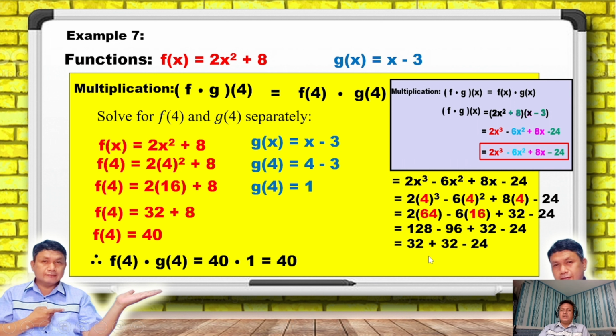So, 32 plus 32 is 64, minus 24. And the last operation is subtraction, and that is equal to 40 also. And this 40 is also equal to the 40 in our example. Okay? So ganyan lang po, no? Kapag nakakita tayo ng value, instead of using x, may mga given value, isa-substitute mo or i-evaluate, na?